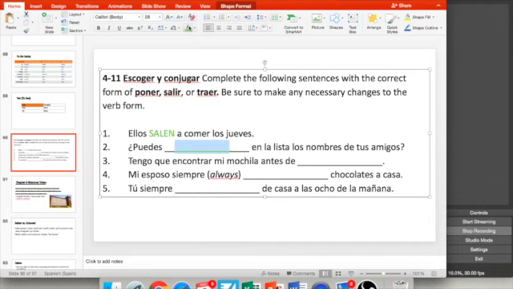In this case, we do not have to conjugate poner. We just leave it alone because we're asking, are you able to put the names of your friends on the list? Not, are you able, do you put? Just, are you able to put? The rule in Spanish, if you need another way to remember this, is that you cannot have two conjugated verbs side by side. So in this case, poner is in the infinitive form. It has not been conjugated. It still has the ER on the end, which is correct. It wouldn't make sense to say puedes pones.